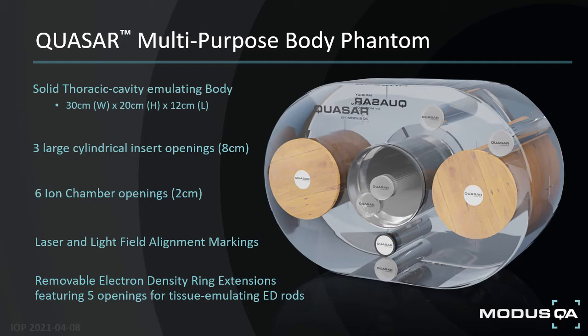And in addition to this, there are also 4 smaller openings measuring around 2 centimeters in diameter scattered around the body oval, located here, here, and here. And so they are primarily designed for extra possible ion chamber locations, and they are indeed compatible with quite a variety of commercially available ion chambers.